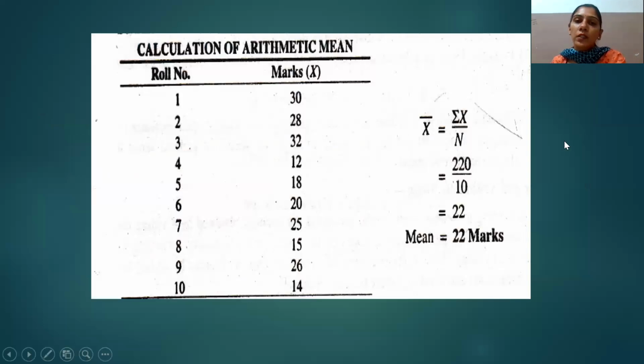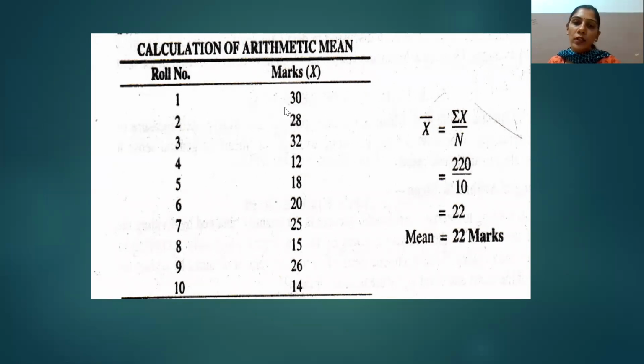We have to calculate the arithmetic mean for this, and we have to apply the direct method. The formula for mean under the direct method is sigma x upon n. As there are a total of 10 students, n is 10, the total number of items in the series. Marks is our x, so we have to calculate the total of all these marks. The total of all these marks is sigma x.